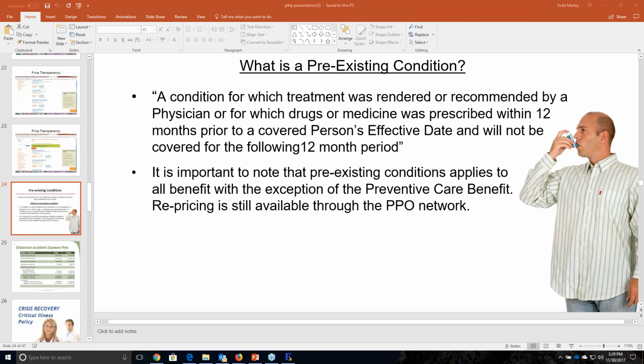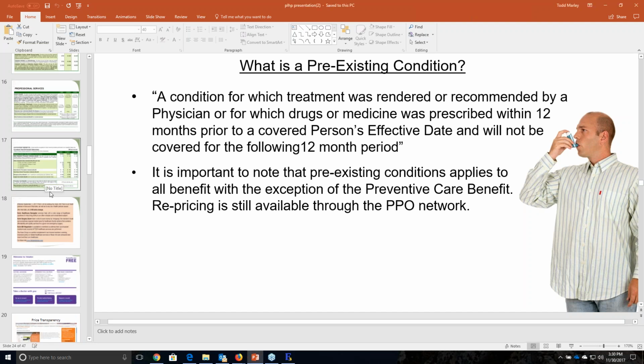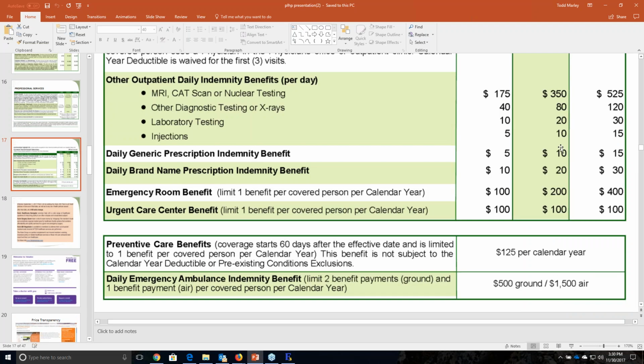So what does that mean for the guy that's on high blood pressure? Well, it means that you're still going to get your discounted price for the RX. It just means that we're not going to pay this $10 or $20 for the first year. So it's usually not that big a deal.